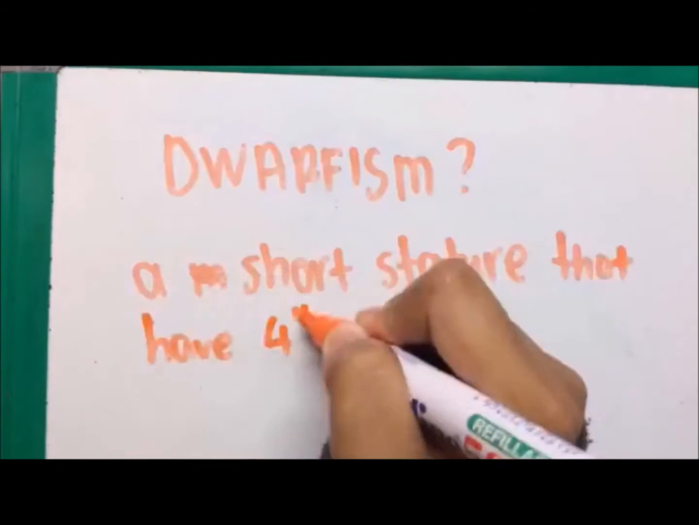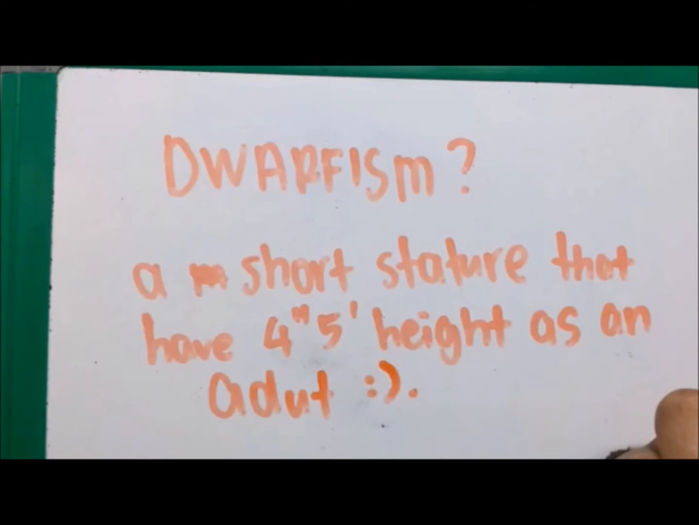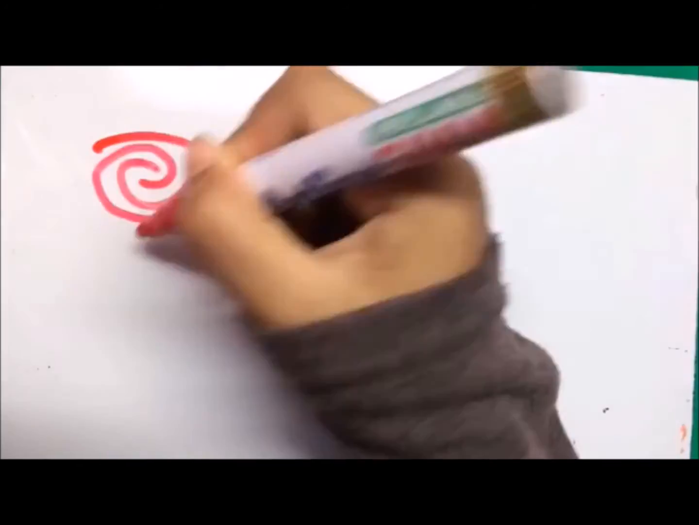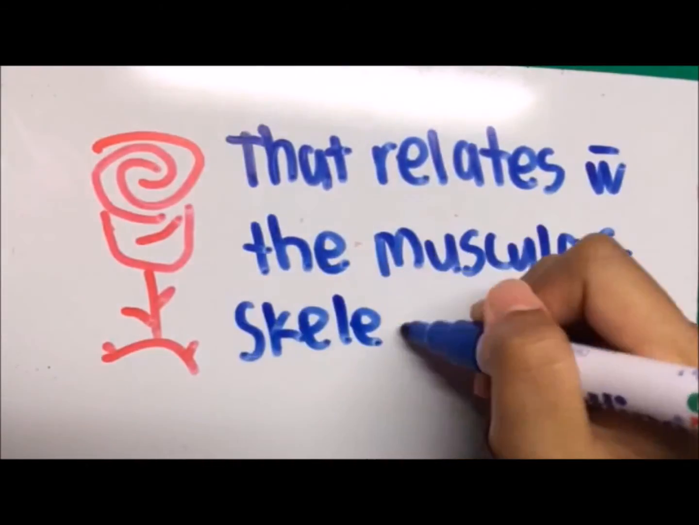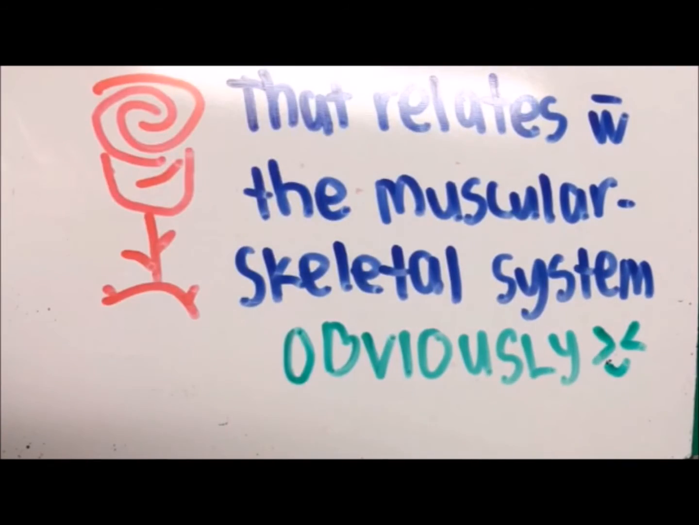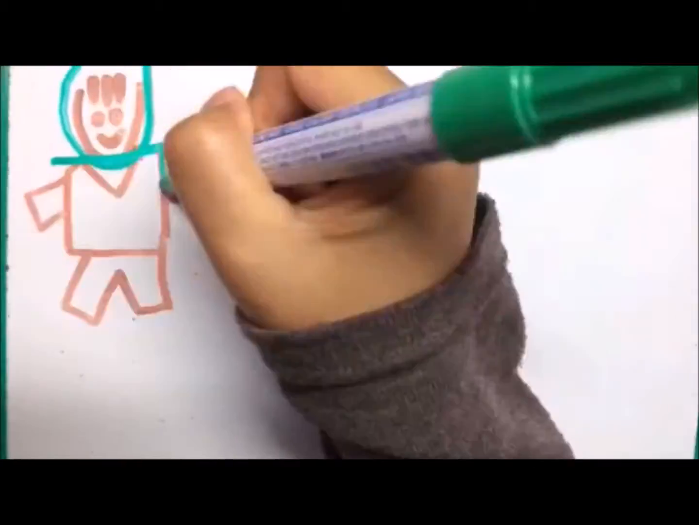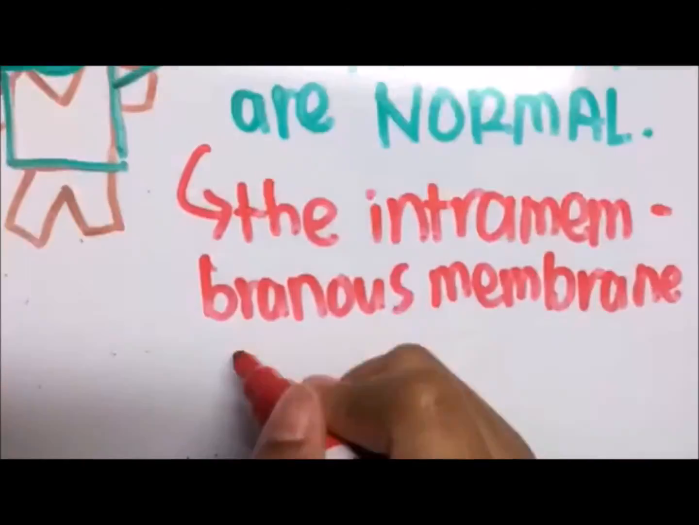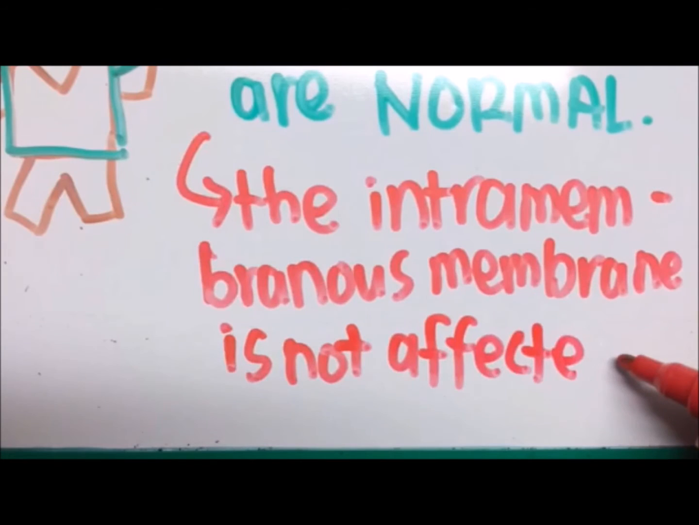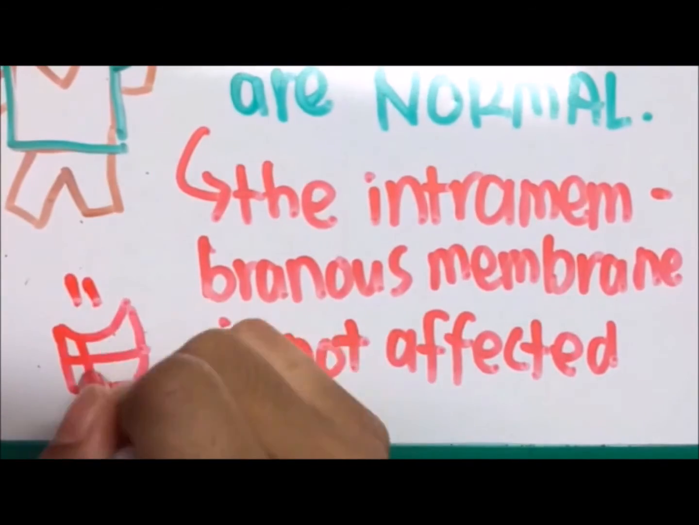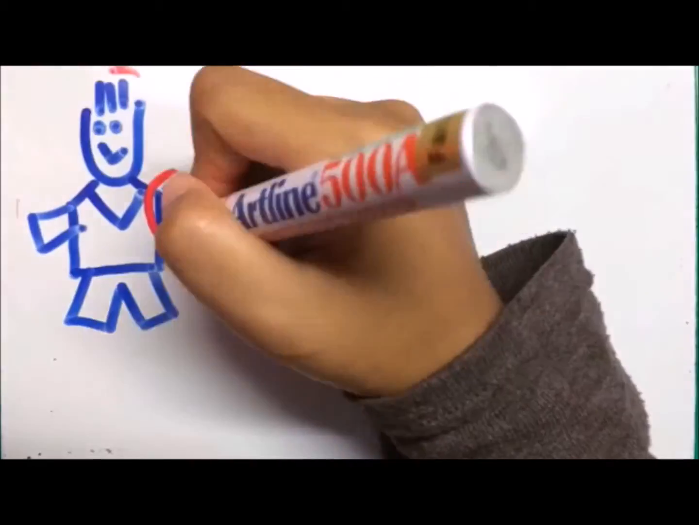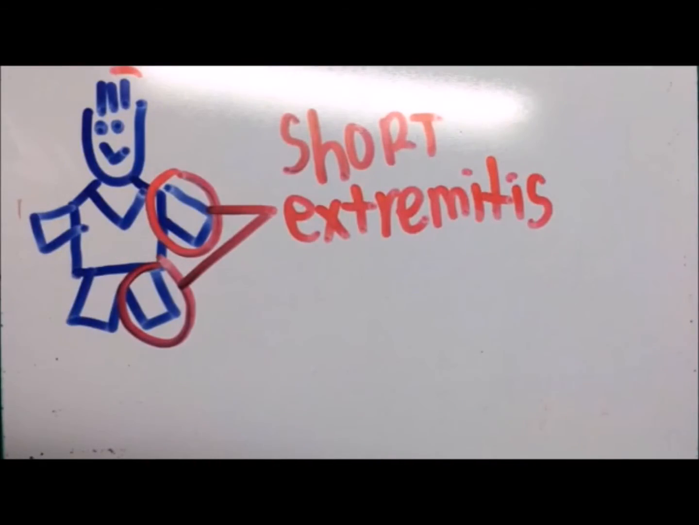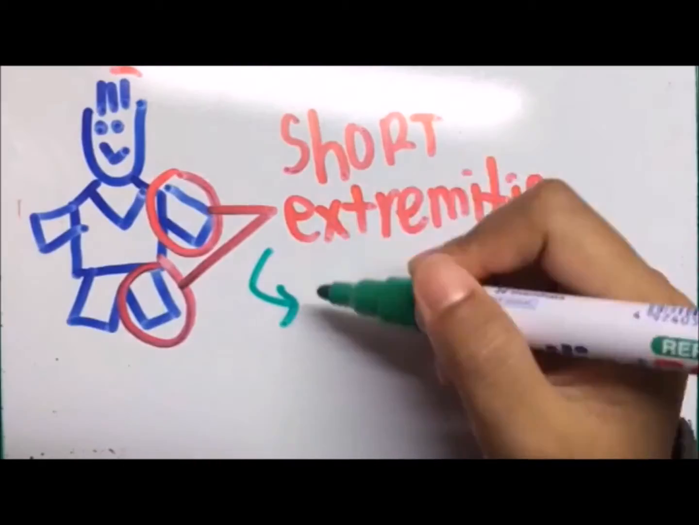Dwarfism. It is a short stature condition where a man is only 4 feet 5 inches as an adult. And you know that it is obviously related to the musculoskeletal system. In this visual, the head and the trunk are normal, which means the intramembranous bone formation is not affected. However, you may notice here that his extremities are short.